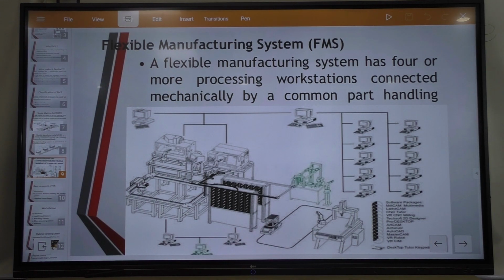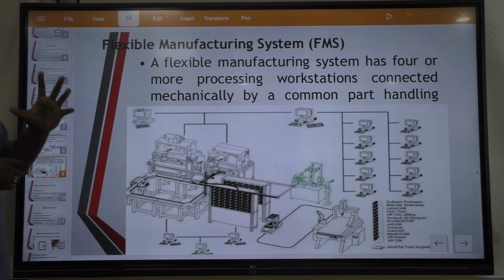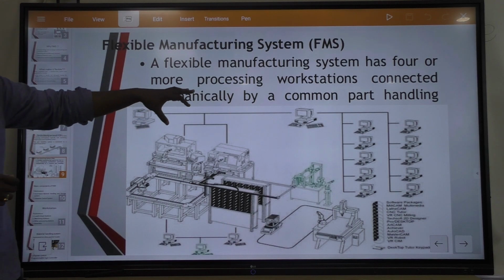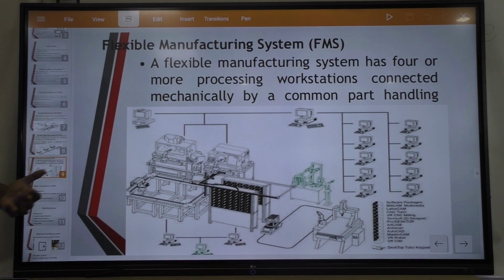So in the flexible manufacturing system, the main thing is that we can connect 4 and above workstations that will be connected mechanically by a common part handling. That common part handling we can do by the help of a computer or some types of software like Mastercam or AutoCAD.